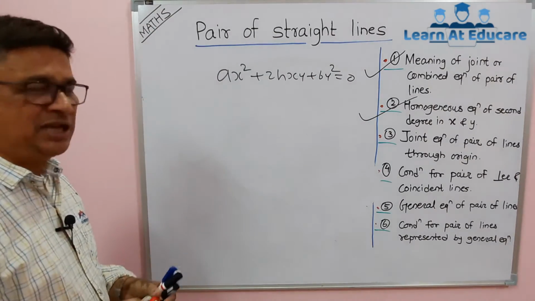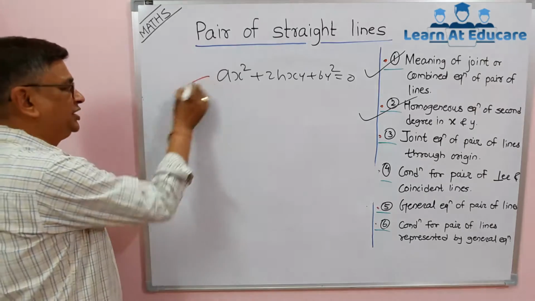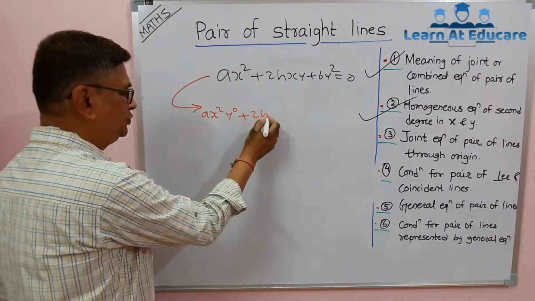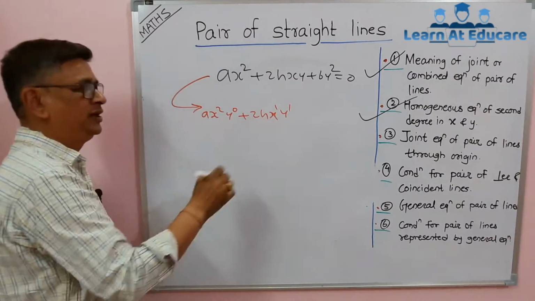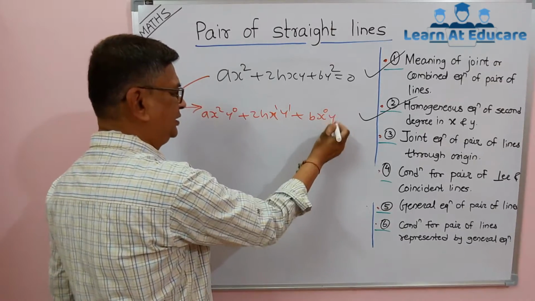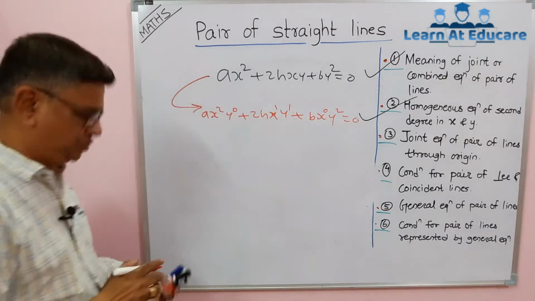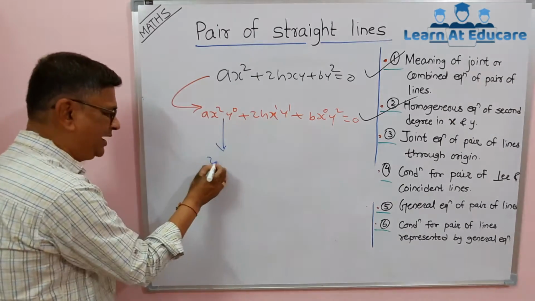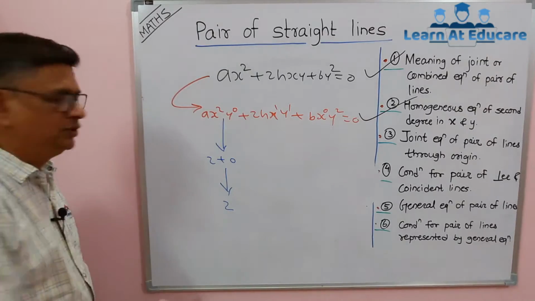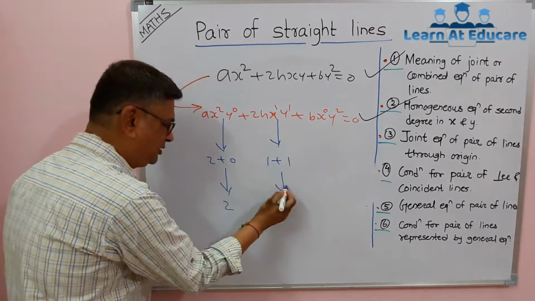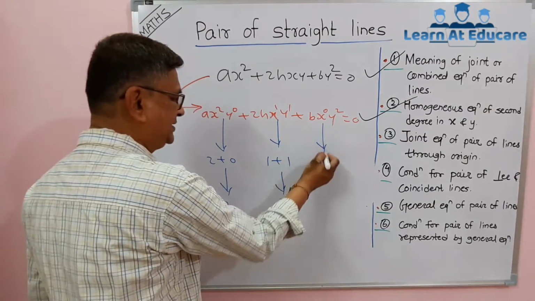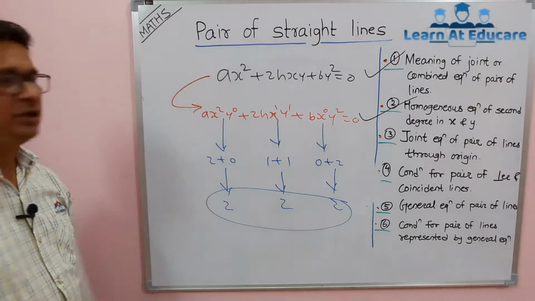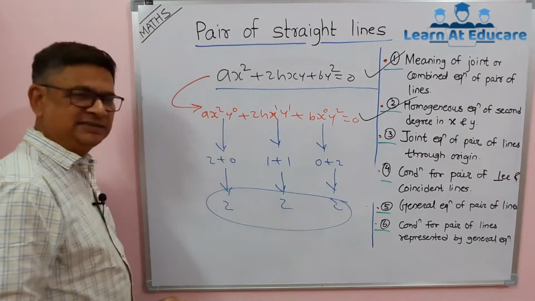Can you see the sum of indices of x and y? This equation can also be written as ax square into y raised to 0, plus 2h into x raised to 1 y raised to 1, plus by square can be written something like this, b into x raised to 0 into y raised to 2. Now if you find the sum of indices of x and y, then it will be 2 plus 0 equal to 2. Sum of indices of x and y here, 1 plus 1 equal to 2. Sum of indices of x and y here also equal to 2. So such an equation is called a homogeneous equation of second degree in x and y.